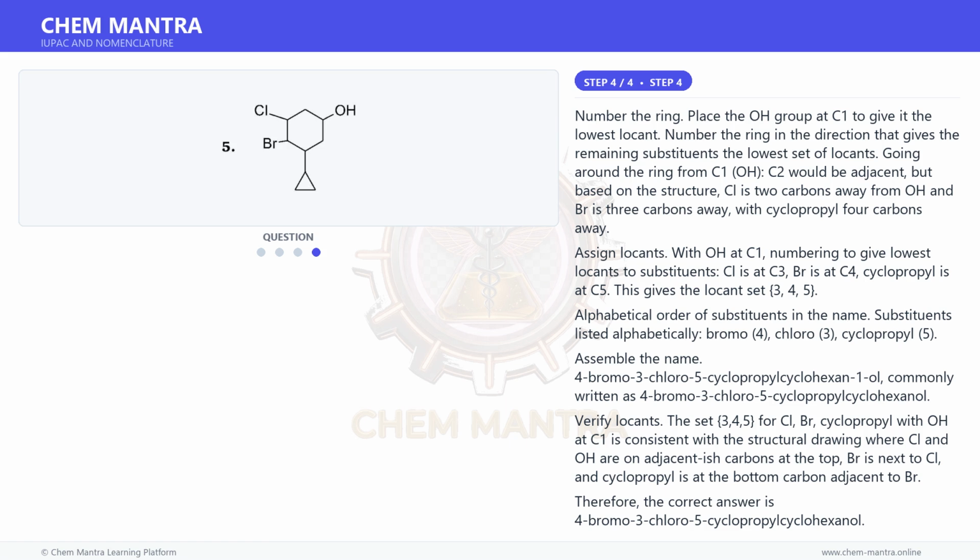Assemble the name. 4-bromo-3-chloro-5-cyclopropylcyclohexan-1-ol, commonly written as 4-bromo-3-chloro-5-cyclopropylcyclohexanol. Verify locants. The set 3, 4, 5 for Cl, Br, cyclopropyl with OH at C1 is consistent with the structural drawing where Cl and OH are on adjacentish carbons at the top, Br is next to Cl, and cyclopropyl is at the bottom carbon adjacent to Br.